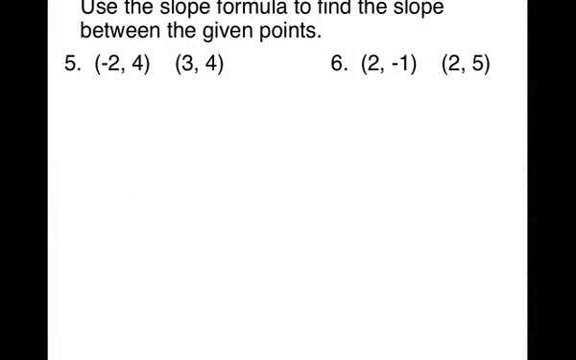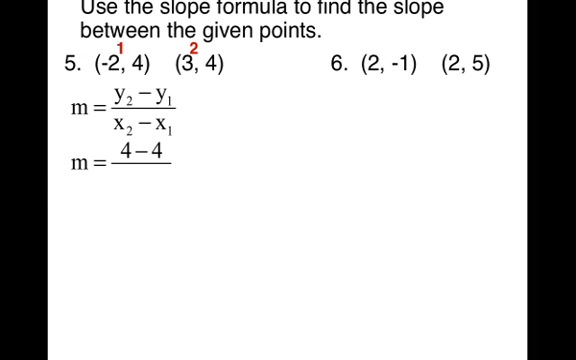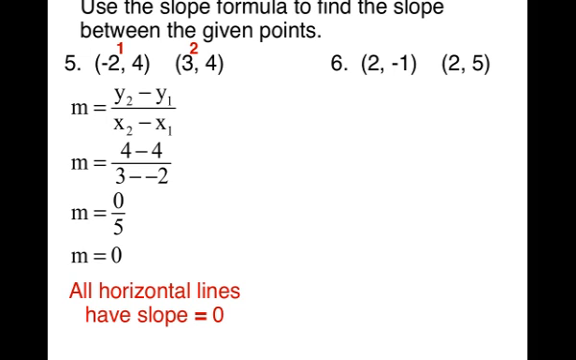Would you try 5 and 6, please? So for 5, we got y2 minus y1 over x2 minus x1. On the top, it's going to be, oh sorry, I forgot to label 1 and 2. So we have 4 minus 4 and 3 minus negative 2. That gives me 0 over 5. Well, it's okay to have 0 on the top, just not the bottom. If I have 0 on the top, what's 0 divided by 5? 0. All horizontal lines have a slope of 0. So if you see a line that's going straight across, it's going to have a slope of 0. Try number 6 now.